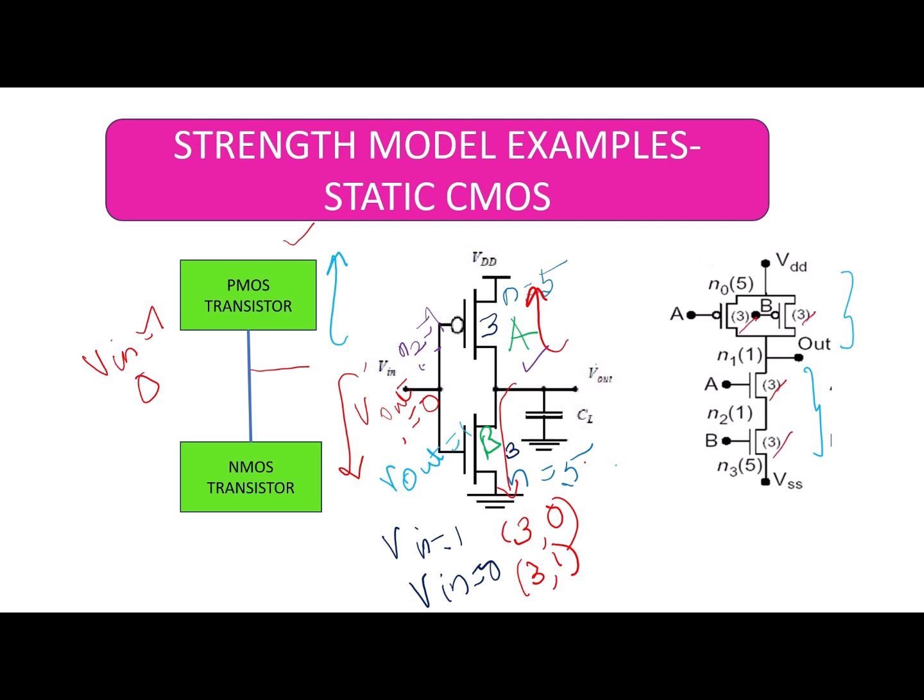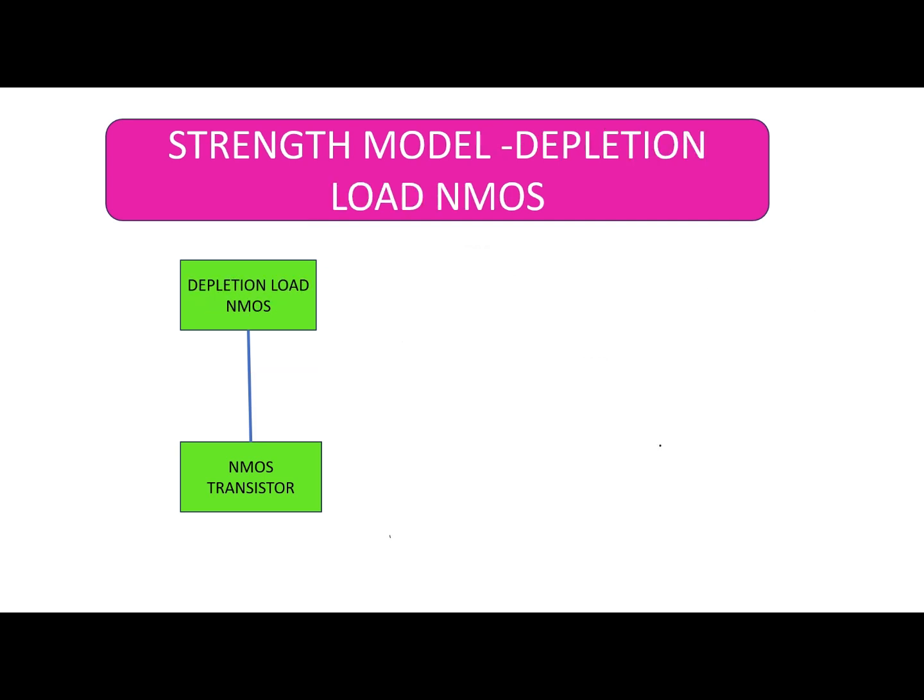N0 of 5 is my input net. It's given a strength of 5. N3 of 5 is the input net which is connected to VSS. It also has a strength of 5. N1 is a storage net and N2 is a storage net. Each have been given a strength of 1. So I hope this is clear. We'll see the next one.